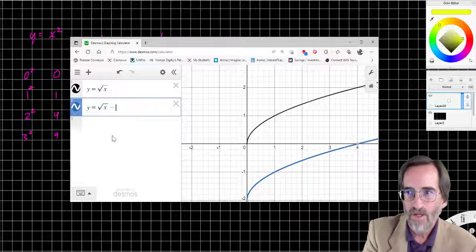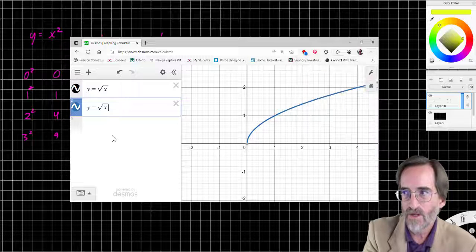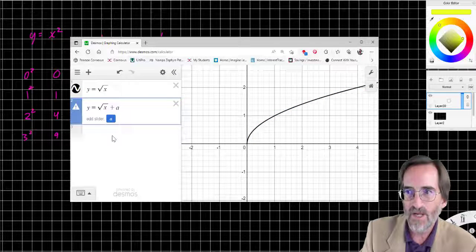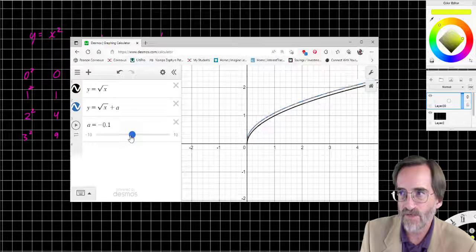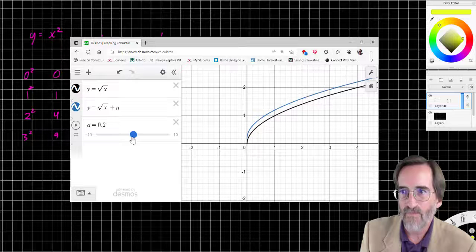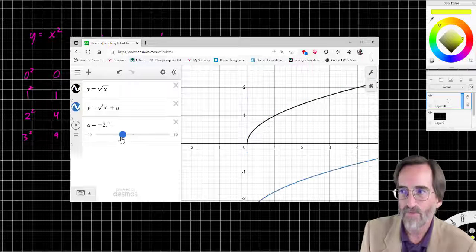If I put plus a and add a slider for a, I can grab the slider and move it up as a gets bigger, down as a gets smaller. So I can slide this thing up and down, up and down.